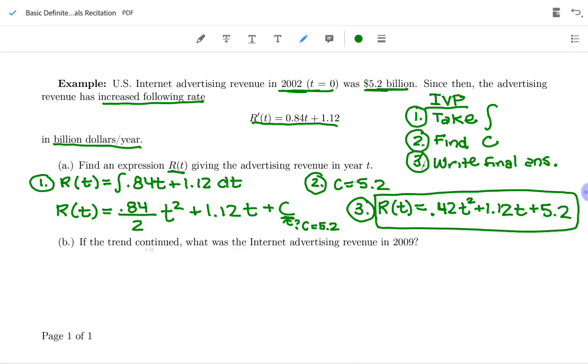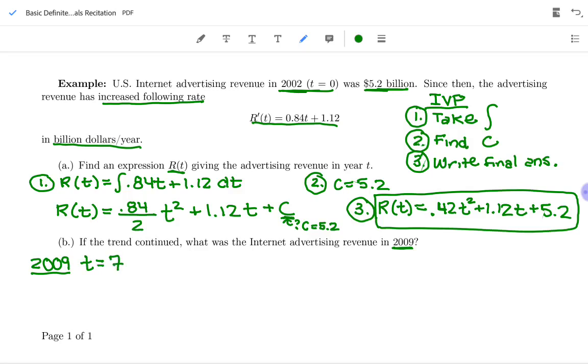Part B says, if the trend continued, what was the internet advertising revenue in 2009? So first thing, let's figure out the t value for 2009. And this is where you can definitely count on your fingers if you have to. 0 is 2002, so 1 is 2003, 2004, 2005, 2006, 2007, 2008, 2009. I'm counting on my fingers right now, and I got t equals 7.